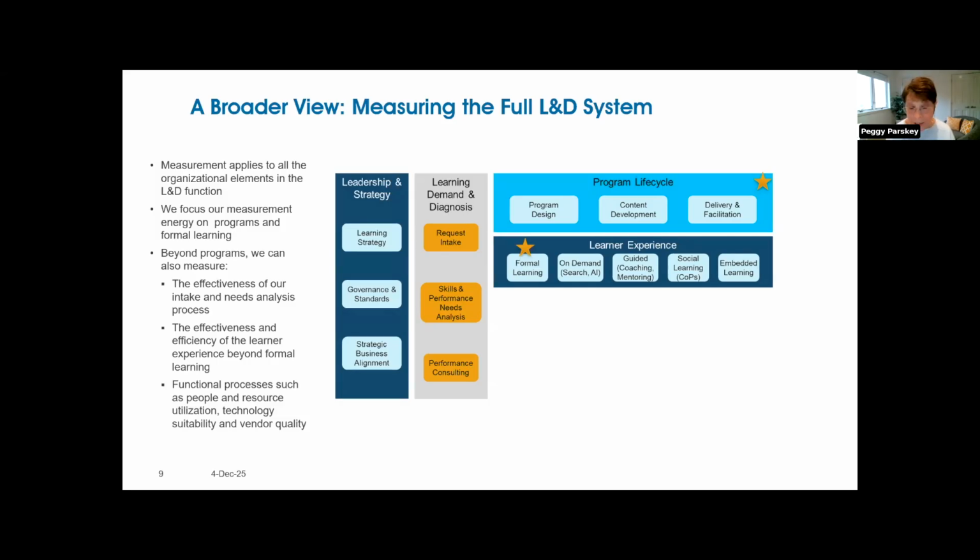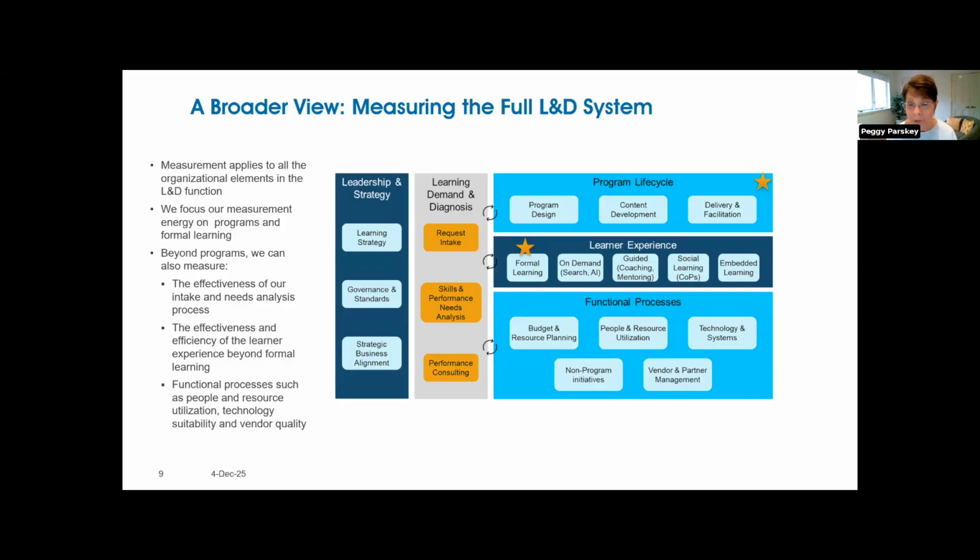But what we have still tended to do when it comes to measurement is measure those things that are part of the program life cycle and predominantly formal learning. And one of the things I would love to hear from you guys is how much non-formal learning are you measuring? Whether it's good, bad, or needs improvement, how much of that are you actually doing? And we're also going to have a little poll on that.